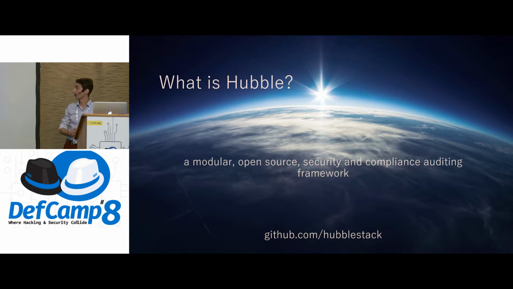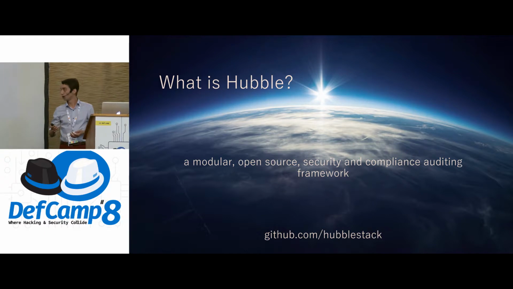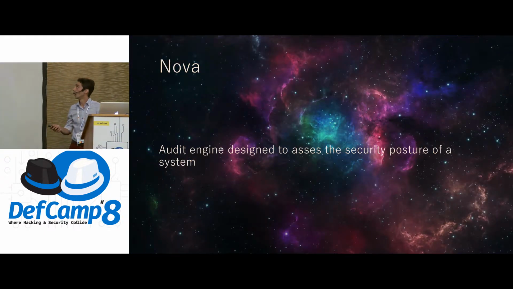And as mentioned before, there are multiple components to Hubble, and these are Nova, Nebula, Pulsar, and Quasar. So let's go a bit through each and every one of them. So the first one is Nova.